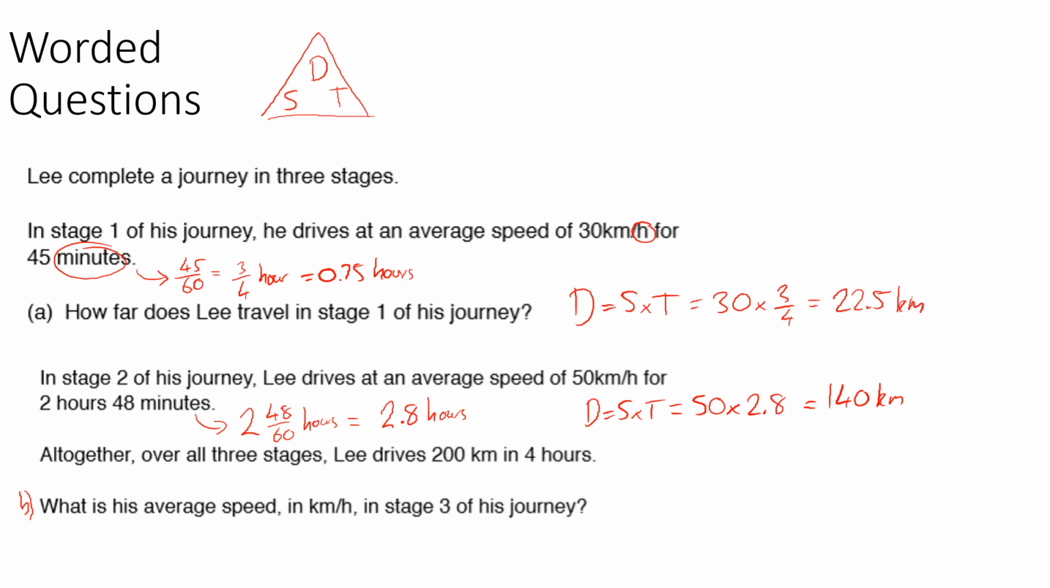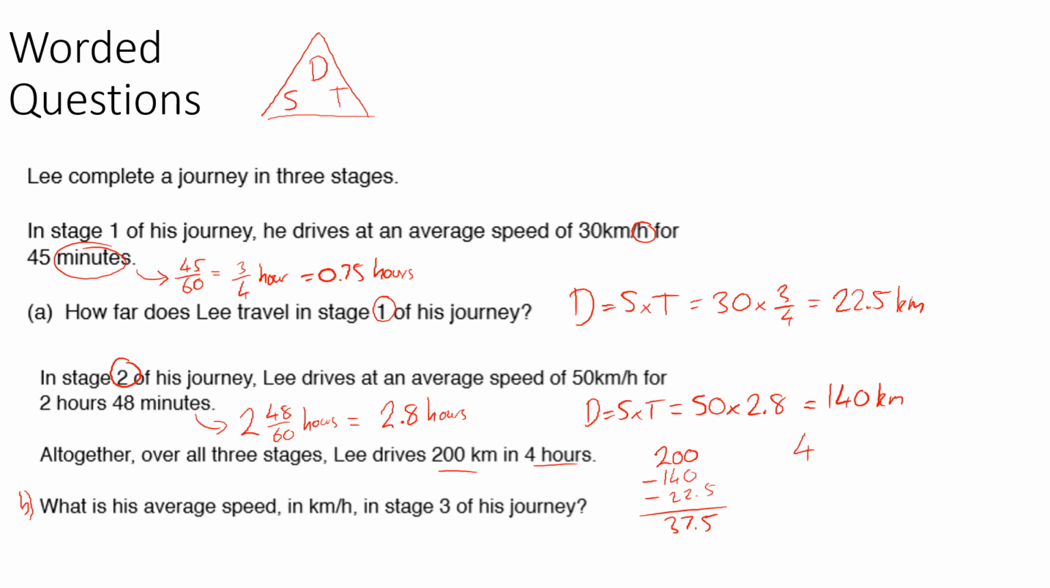So we've got there 2 distances for the first 2 stages of the journey, stage 1, stage 2, and it says overall he travels 200 kilometers in 4 hours. So we want to figure out what's actually left at this stage. So we're going to go for distance 200, take away the 140 and take away the 22.5 that we've already worked out, and we can find that he's got 37.5 kilometers left to go in stage 3. We can do the same with the time.